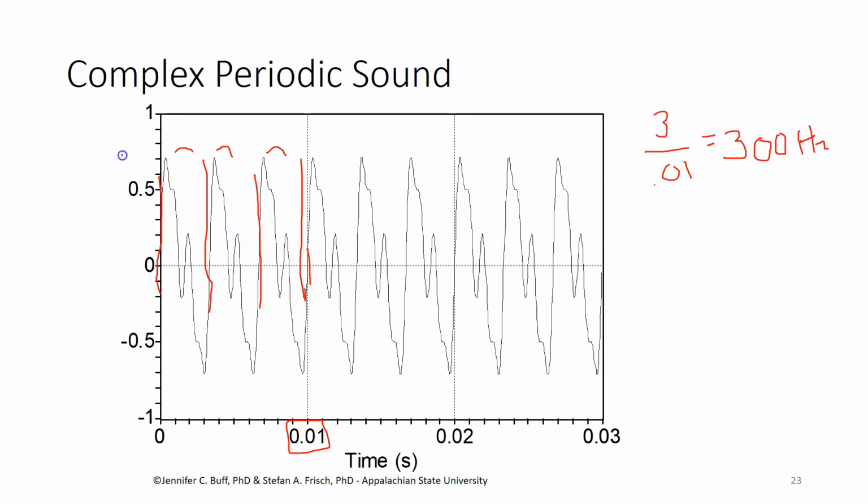Peak to peak amplitude looks like the highest point is at 0.7. The lowest point is pretty close to minus 0.7. So we figure we have an amplitude of about 1.4 in peak to peak amplitude for this sound. Once we have the fundamental frequency, F0, of 300 hertz, we can figure out all the other aspects of this periodic sound just like a simple periodic sound, including the period of one cycle and the wavelength of this sound.